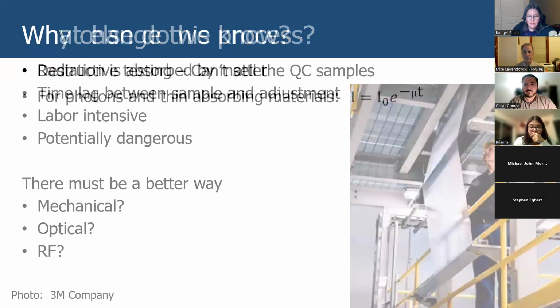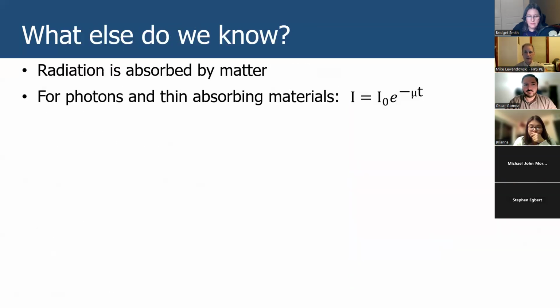So this takes us to thinking about radiation. So we know radiation is absorbed by matter. And for photons and thin materials, there is an exponential equation which defines that attenuation, that absorption.